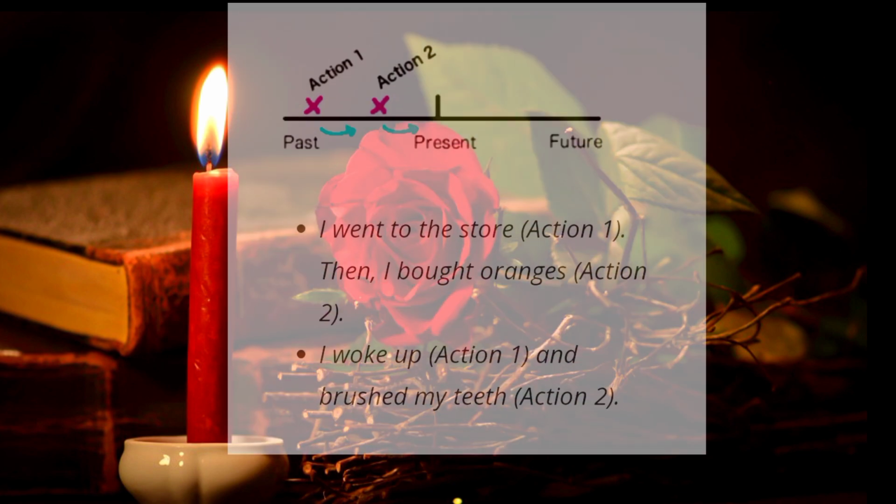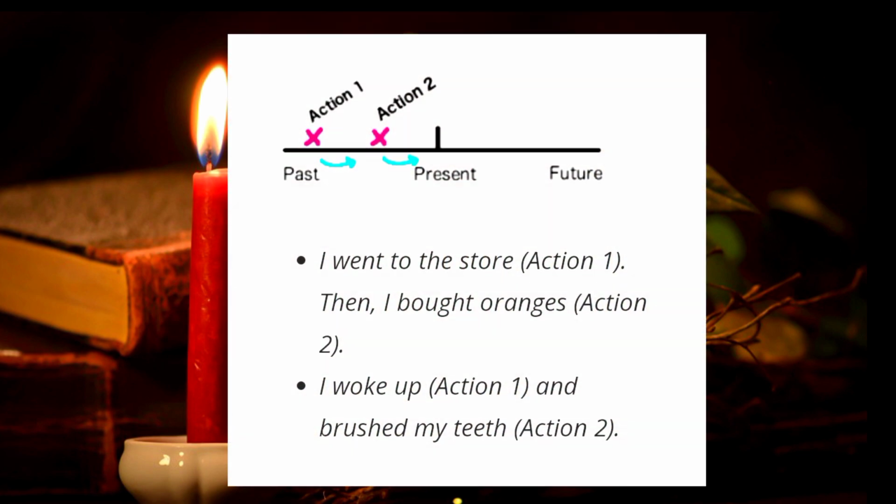First example is: I went to the store, then I bought oranges. First action is I went to the store, and second action is I bought oranges. Second example is: I woke up and brushed my teeth. First action is I woke up, and second action is I brushed my teeth.